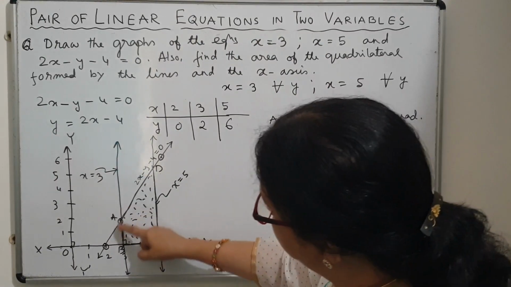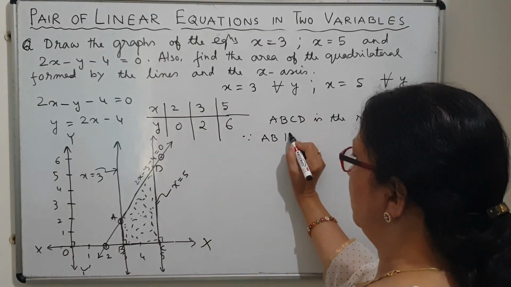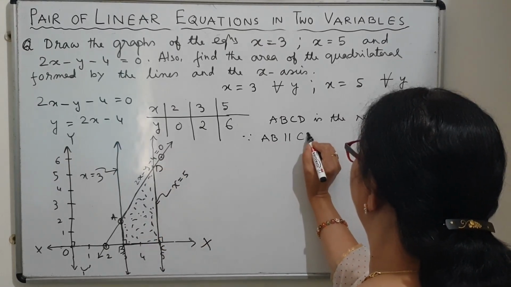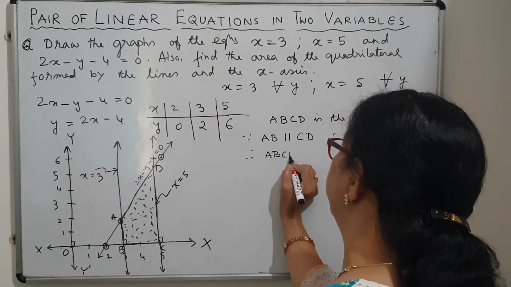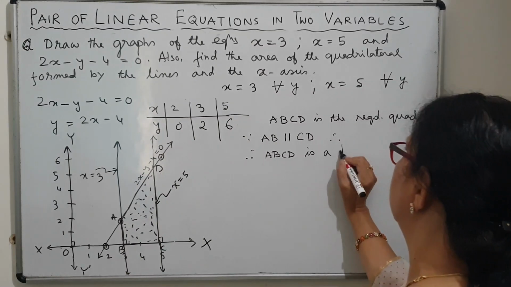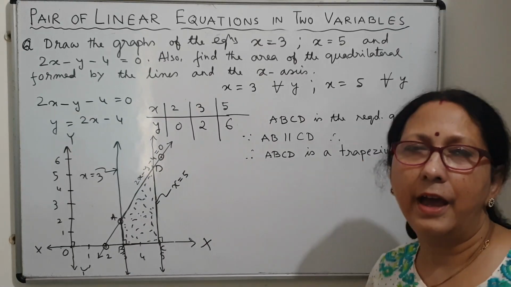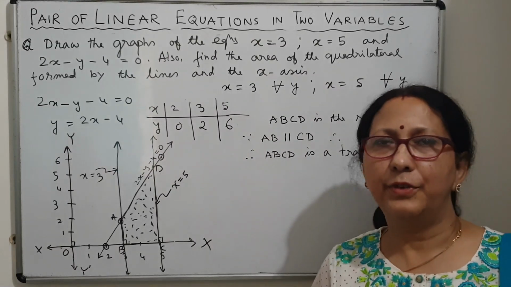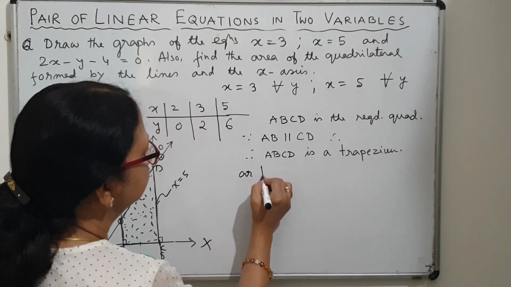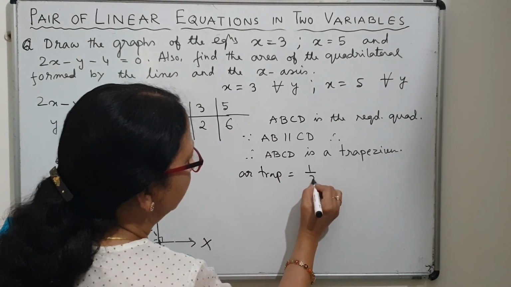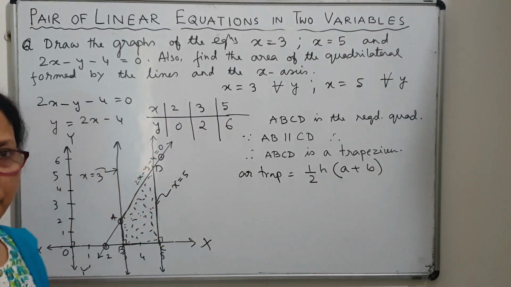Now since AB is parallel to CD, therefore ABCD is a trapezium. And we know the formula for the area of a trapezium. What is that? Area of a trapezium is half its altitude into the sum of its parallel sides. This is the formula, you know.